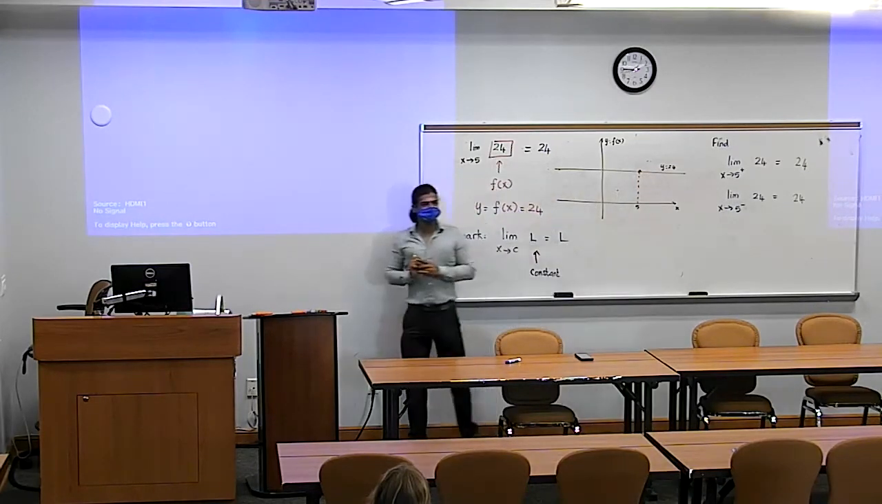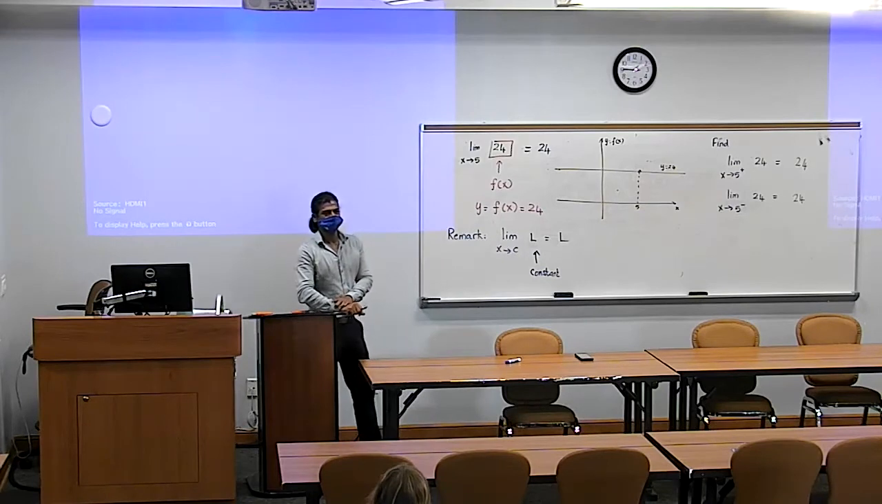Is it defined at 5? No. So what is the limit on either side? Twenty-four. So what is the limit at 5? Is it 24? Is it? I don't think so. Why not? Because it's an open circle.